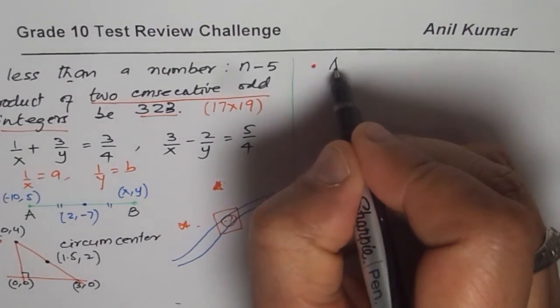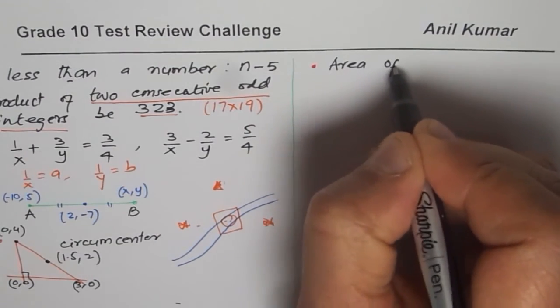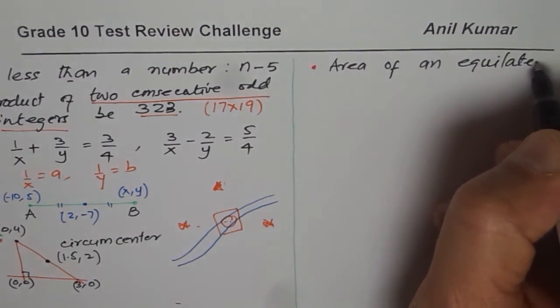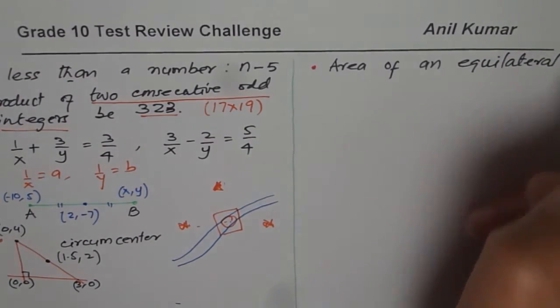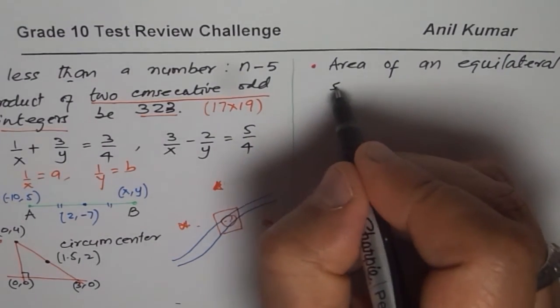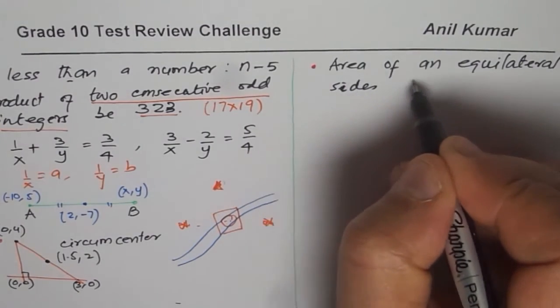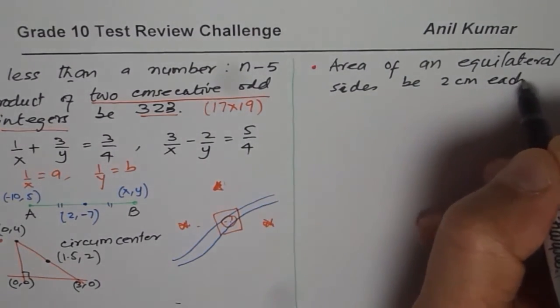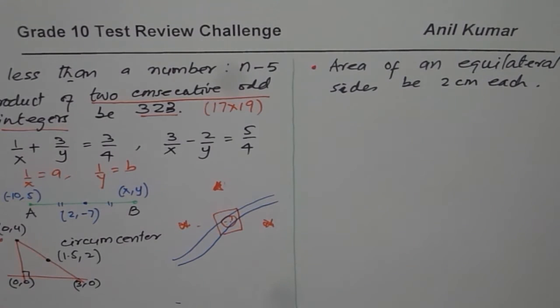So we'll say area of an equilateral triangle, and I'll give you, let us say, sides be 2 centimeters each. Okay, 2 centimeters each. In that case, just find the area of the triangle. Well, the answer is very easy to find, but it is very tricky. So that is indeed a challenging question, right?